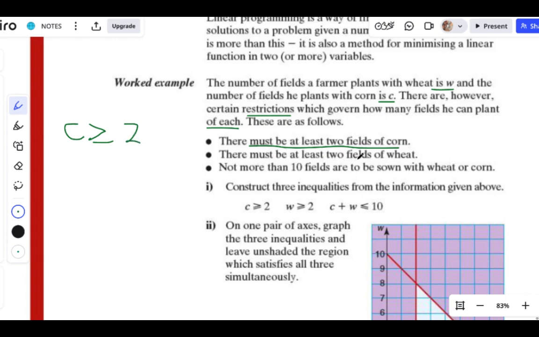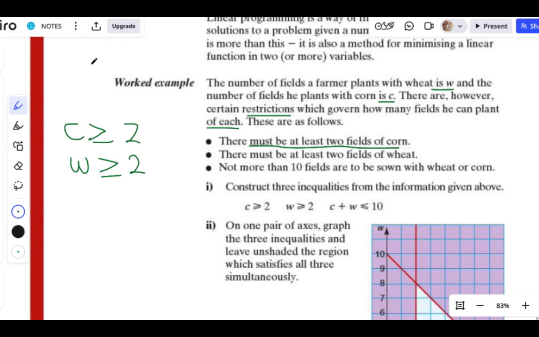Then there must be at least 2 fields of wheat. Same thing, at least. So since they use at least for wheat, I will say W must be greater than or equal to 2. If they say at most, I will use less than or equal to, or maximum. When they use the word at least or minimum, it means greater than or equal to 2. If they say at most, it means less than or equal to 2.